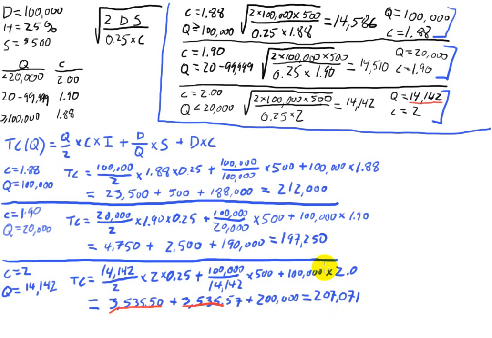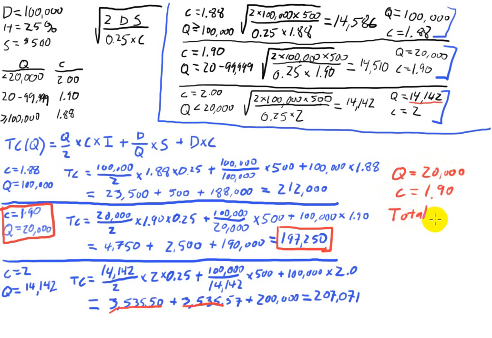So we look at our 3 options here, and we choose the one that has the lowest cost. So our decision is to buy 20,000 units at a time and pay a price of $1.90. So that's our final decision, to buy 20,000 units at a time, which means that we will have a cost per unit of $1.90 and total costs per year. Remember, we're figuring out the total costs per year of $197,250. So how did we do that?